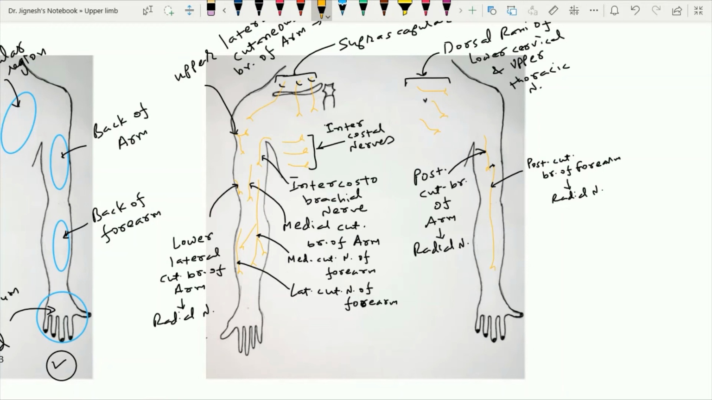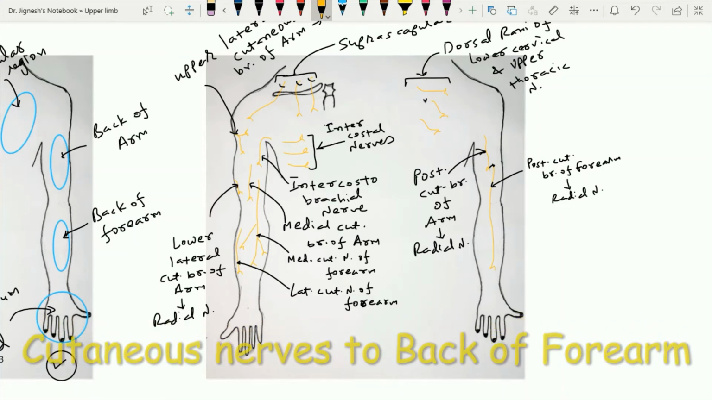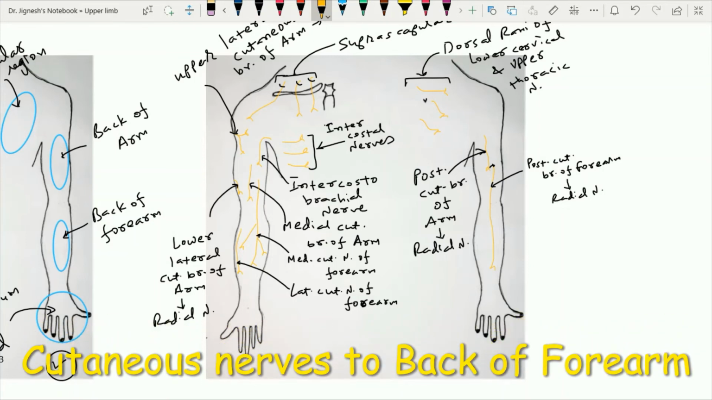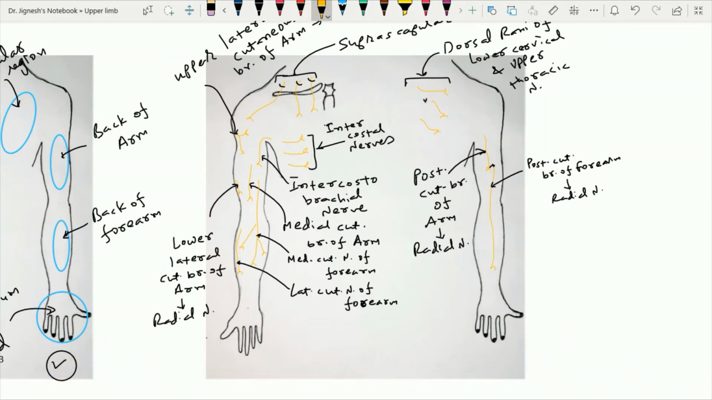When we see the back of the forearm, the cutaneous supply of this back of the forearm is mainly supplied by the posterior cutaneous nerve of the forearm, which is actually the branch of the radial nerve. It is also assisted by the medial cutaneous nerve of the forearm as well as the lateral cutaneous nerve of the forearm, which are going to supply the anterior aspect of the forearm.